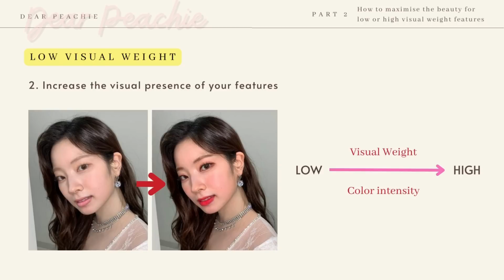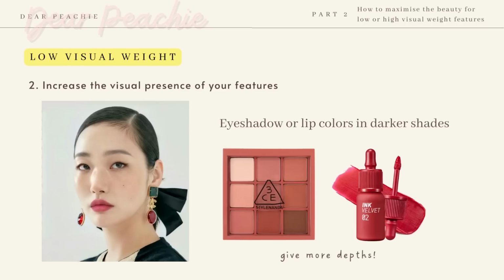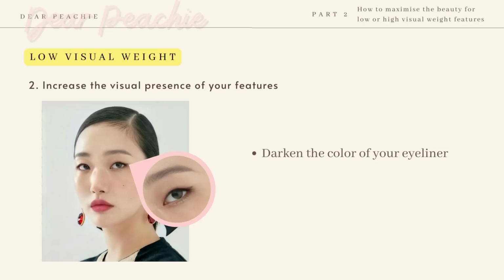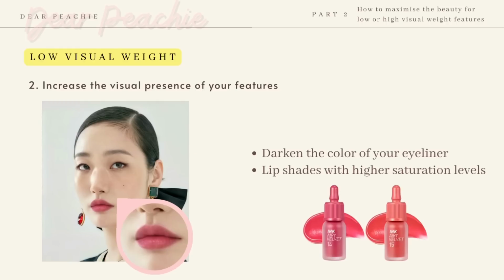The transition from low to high visual weight generally relies on the color intensity of your facial features. To achieve this effect, you need to get eyeshadow or lip colors in darker shades to give more depth to your facial features. When you do so, you will surely attract people's attention when they take a first glance at you. The color of your eyeliner can also be darkened to sharpen them. For lips, select lip shades with higher saturation levels while staying within your suitable shades range.